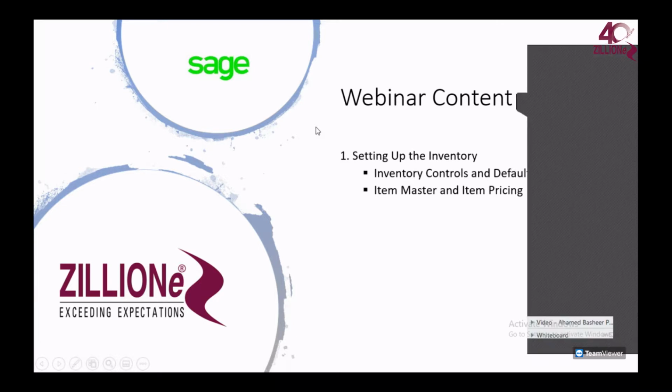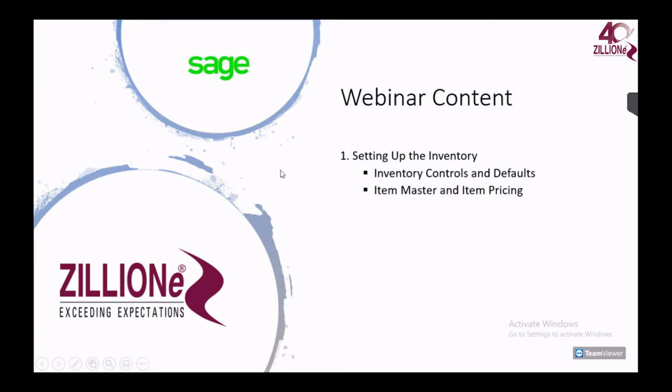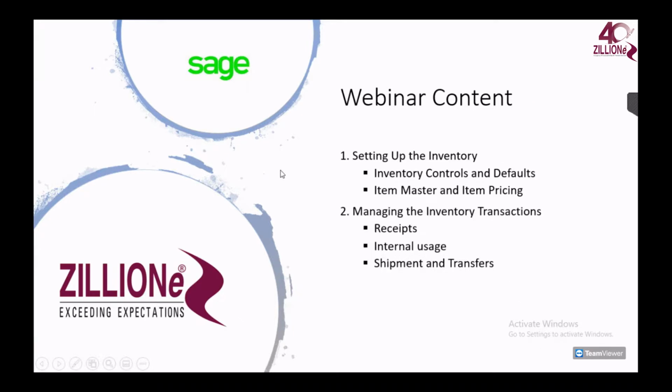First thing, how we can set up our inventory control and our defaults, and later, how we can do our IC transactions such as receipts, usages, shipments, and the IC transfers. And then later, I'm going to discuss how these transactions show up via the reports. So these three key areas I'm going to cover, and let's move to the Sage application.